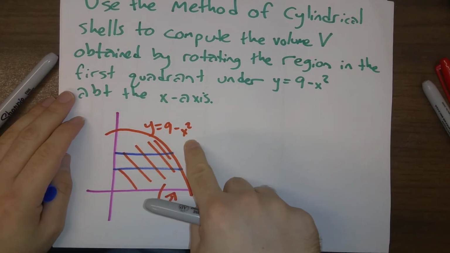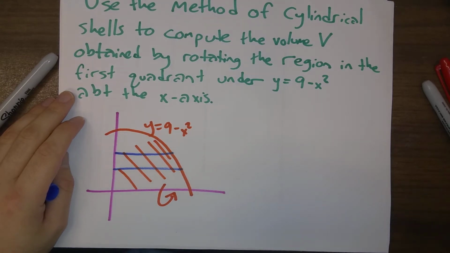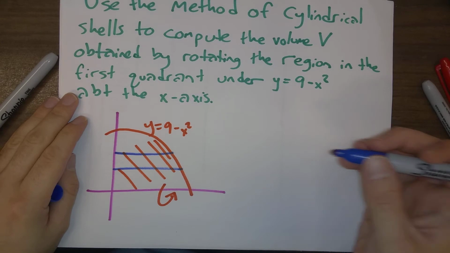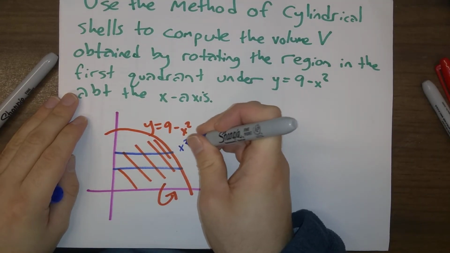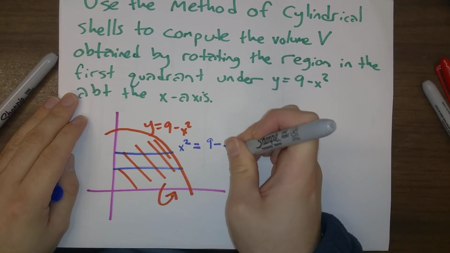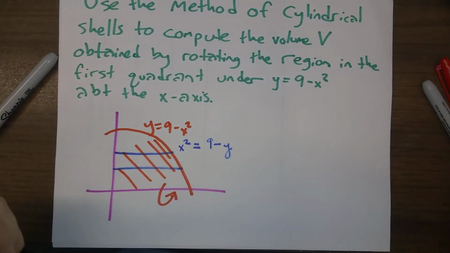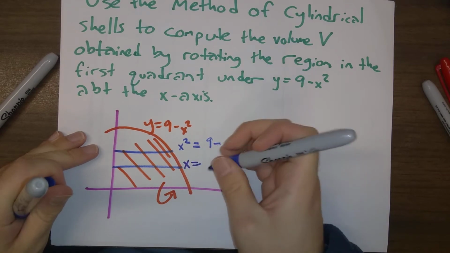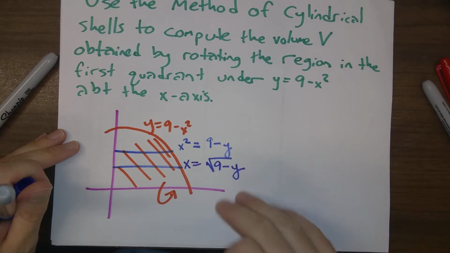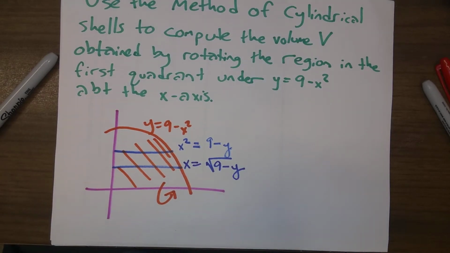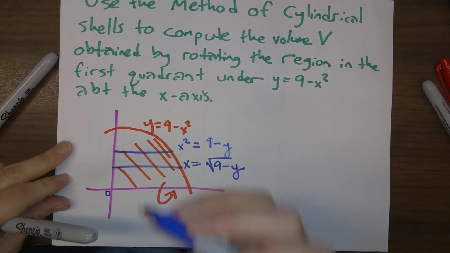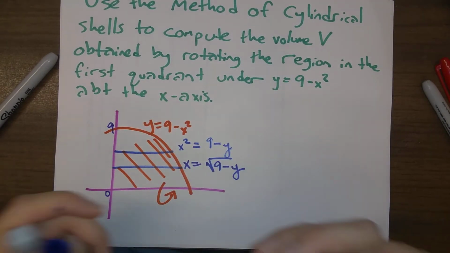So if y is equal to 9 minus x squared, we want to solve this for x in terms of y, and we would get x squared is equal to 9 minus y, or x is equal to the square root of 9 minus y. Everything over here is positive, so we take the positive square root. And then what are allowable y values? Well, y here is 0. Up here, y is 9.